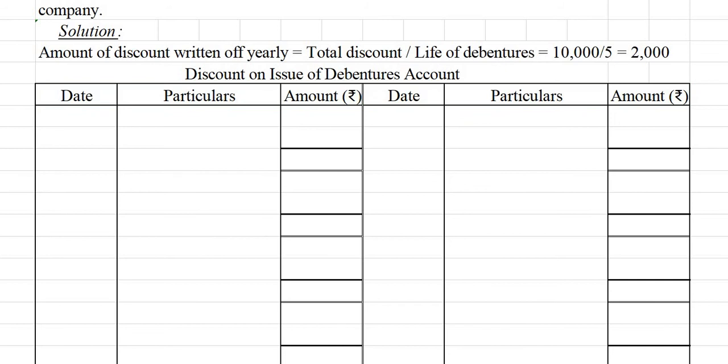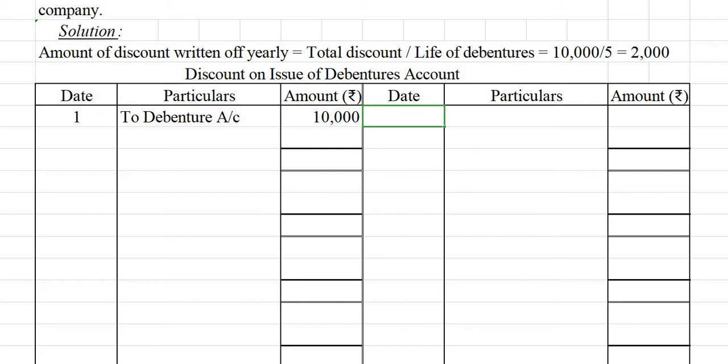So in the debentures account, what is the journal entry for debenture discount? We have told that discount on issue of debentures account debit to debentures. So the discount on issue of debentures account is there, and you will write to debentures. The date is not mentioned, so we will write first year. In the first year, the total discount at the time of issue itself we have transferred, 10,000.